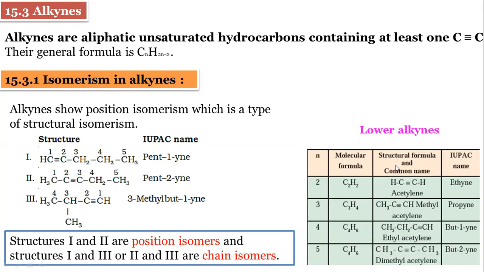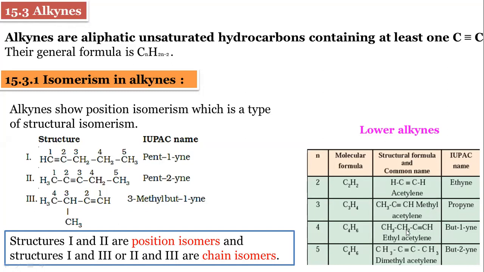There are some examples given. Lower alkynes: C2H2, it is a common name, acetylene. Mostly this acetylene is a gas. This name is used. The IUPAC name is ethyne. When there are 3 carbons, the name is methyl acetylene. See, methyl acetylene is a common name because a methyl group is added in the acetylene. This is the parent acetylene, C2H2. But when the methyl group is added, the common name is methyl acetylene, and the IUPAC name is propyne because there are 3 carbons.